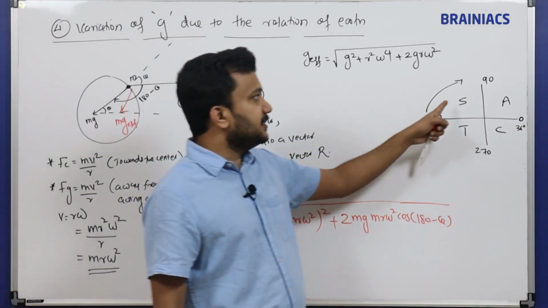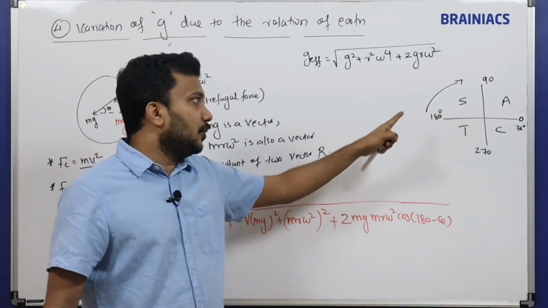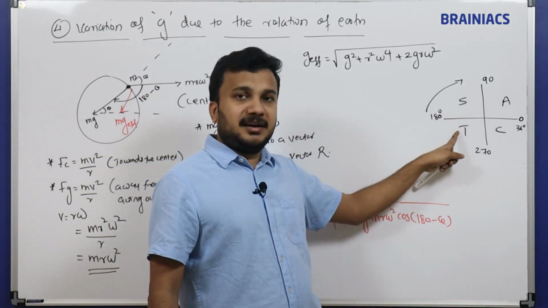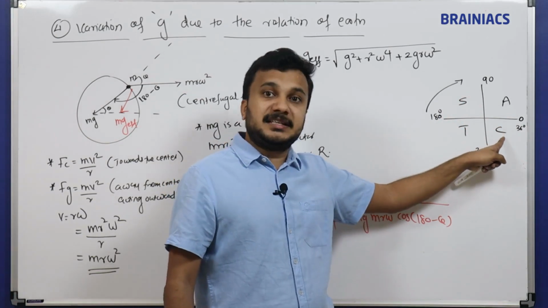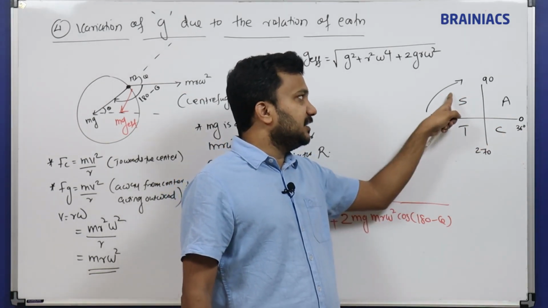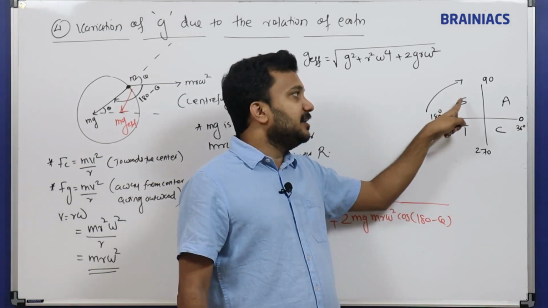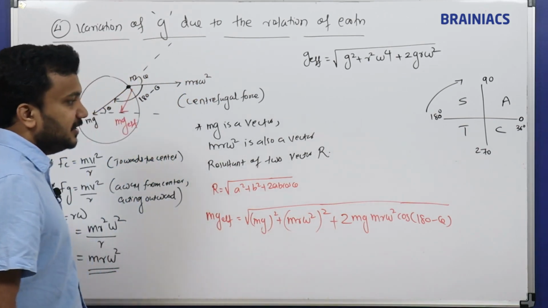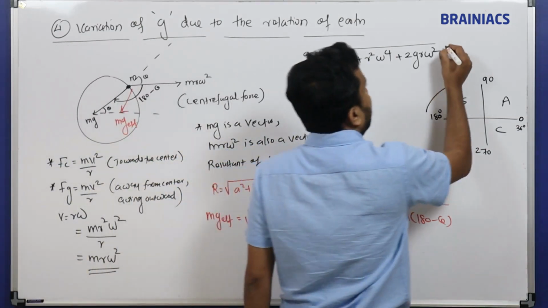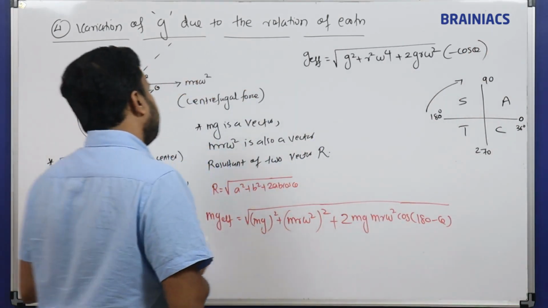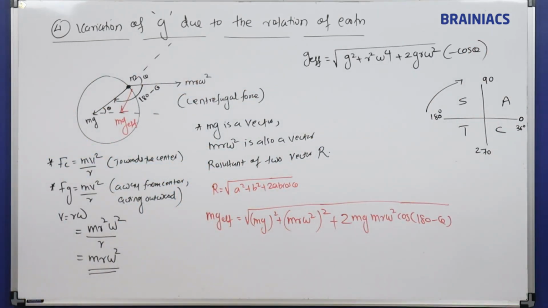Cos of 180 minus theta means second quadrant. In the second quadrant, only sin and cosec are positive, all others are negative. So cos of 180 minus theta is negative. Negative of what? Minus cos theta. That's all. Minus cos theta.